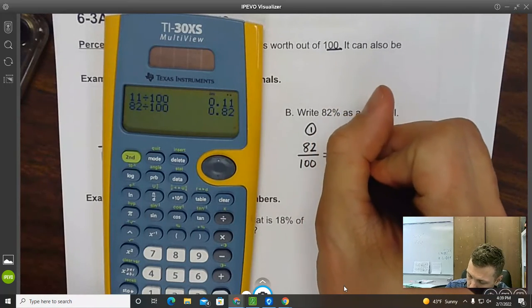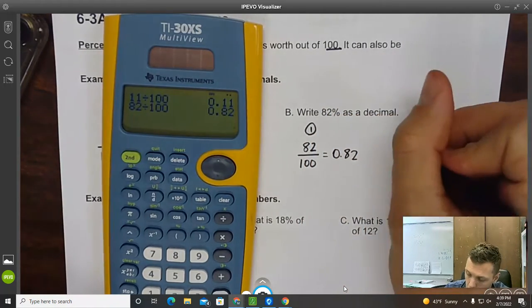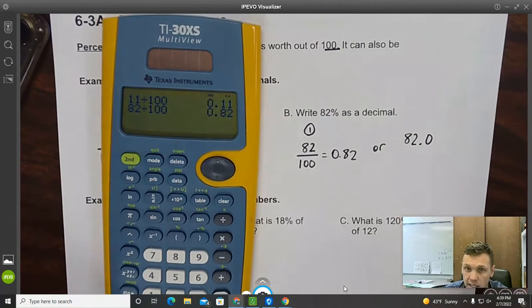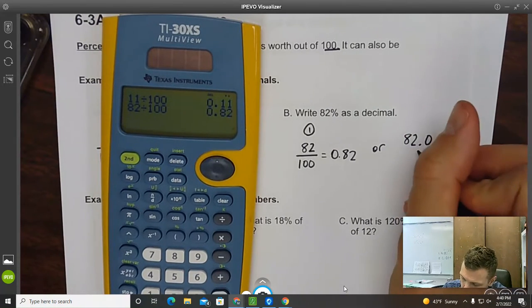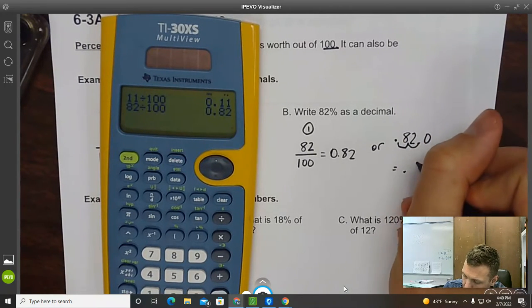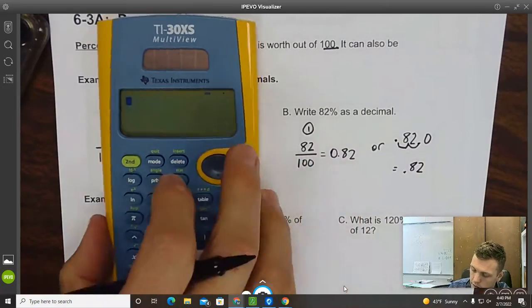So 82% as a decimal, the first method, we take 82, we divide it by 100, and that is 0.82. Or 82 is written as 82.0, and we move that two places to the left to get 0.82.